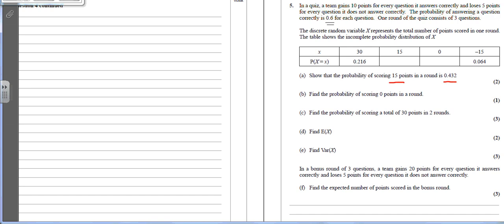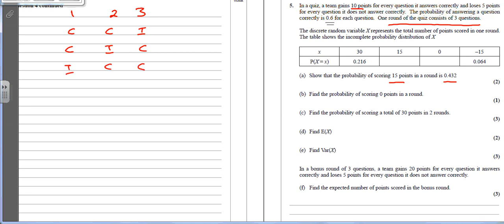So let's go back. The quiz consists of 3 questions. So you've got question 1, question 2, question 3. And you get 10 points if you answer a question correctly, and lose 5 points if you answer incorrectly. So if you've got 3 questions, to get 15 points, you've got to have 2 correct and 1 incorrect. So how many different ways can you do that? You can get correct, correct, incorrect. You can get correct, incorrect, correct, or incorrect, correct, correct.